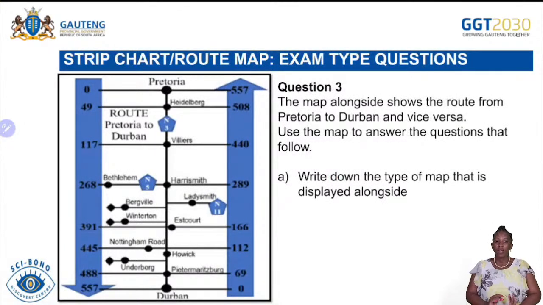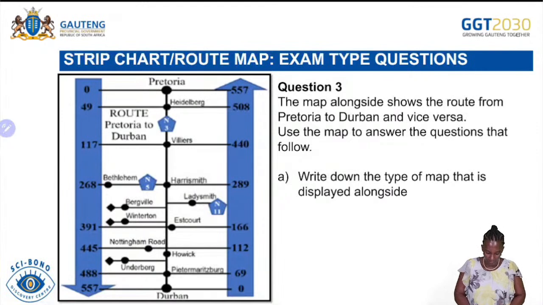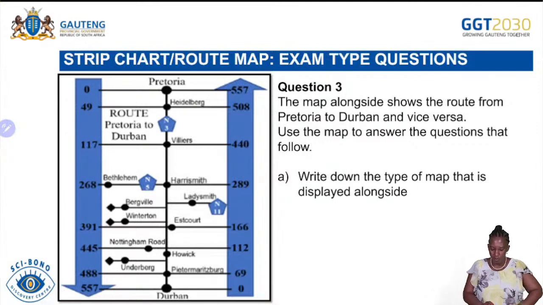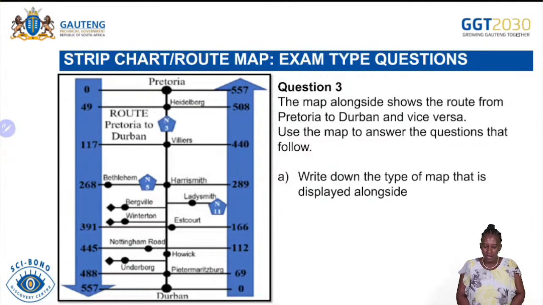Boys and girls, we are done with the provincial map. Now we are focusing on the strip chart. Remember, these maps are examinable. You need to know them. You need to be able to answer the questions based on the strip chart. And they are so simple. Strip chart is so simple. It's not difficult. It's very, very simple.